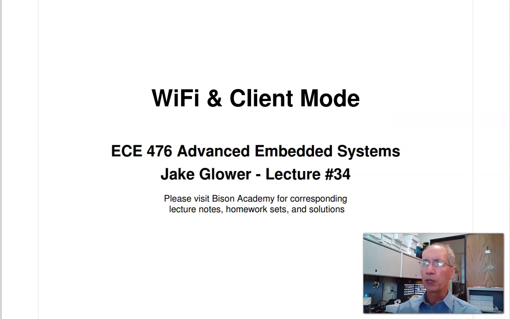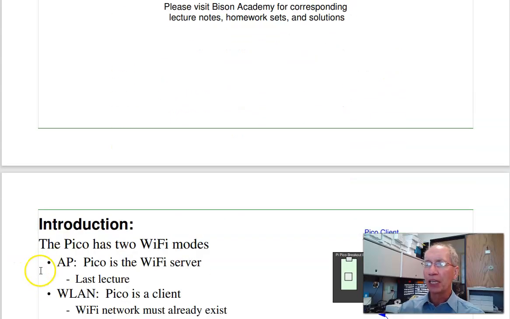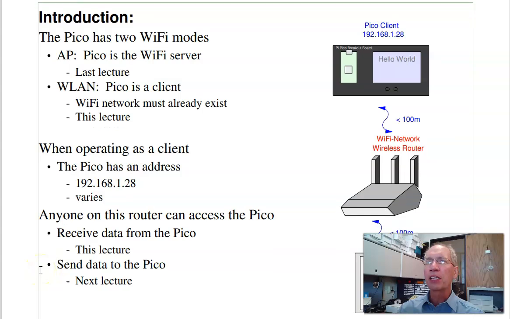Welcome to lecture number 34 for ECE 476 Advanced Embedded Systems. In this lecture, we're looking at using your Pi Pico as a Wi-Fi client on an existing router. This is similar to the last two lectures where we looked at using a Pi Pico as a server. Here we're using it as a client, and that has some advantages.